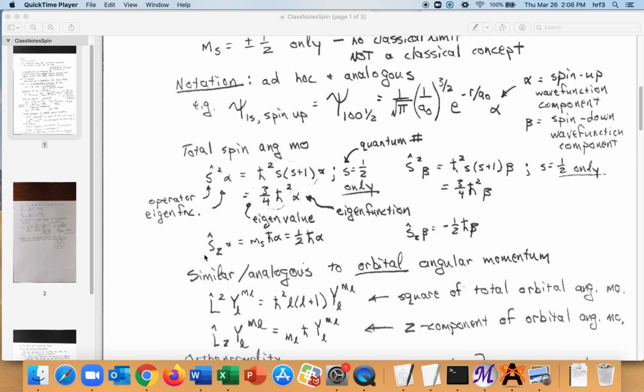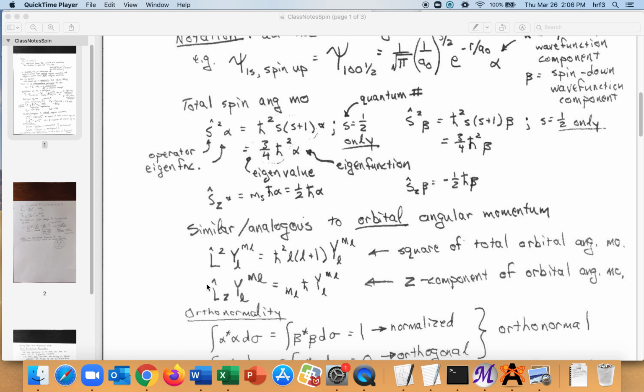For the spin on the z-axis, this is going to be the same as the operator that we saw with the orbital angular momentum, the z-axis. That gave us our m sub l quantum number, and this will give us our m sub s quantum number. And that can be either plus a half or minus a half. So s is analogous to L, and that's the spin quantum number.